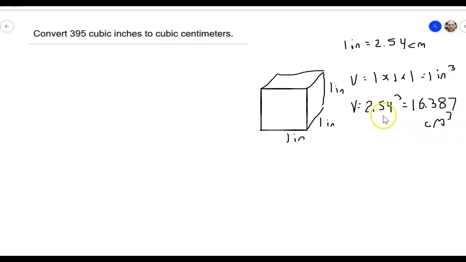What that means is that 1 cubic inch is equal to 16.387 centimeters cubed. So now I can come over here and do my conversion. I start with my known quantity of 395 cubic inches.